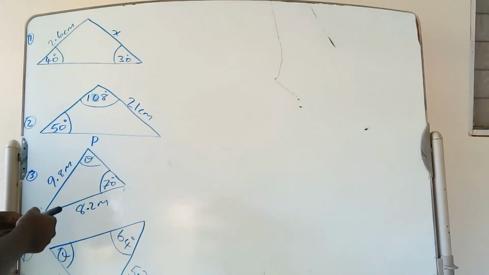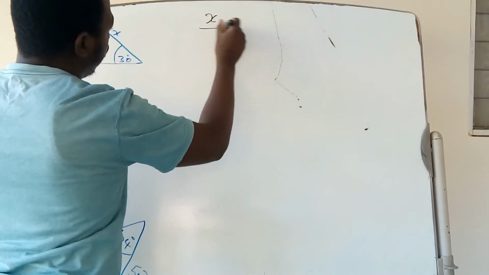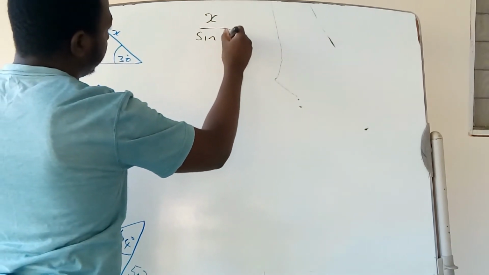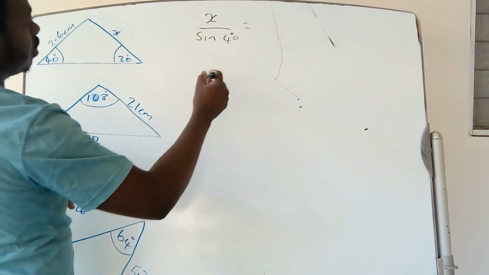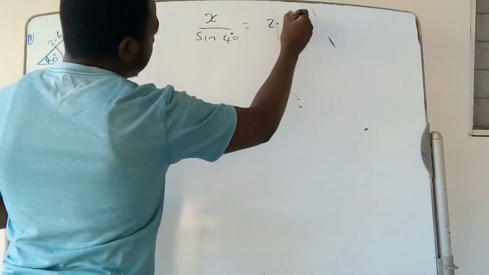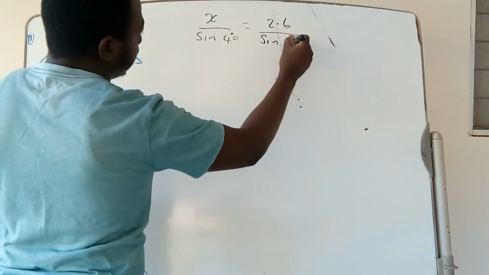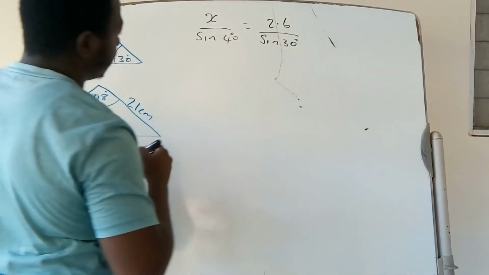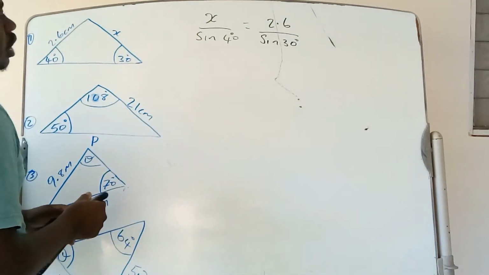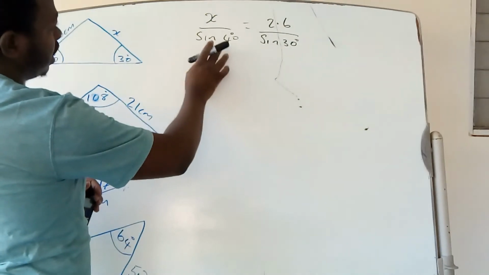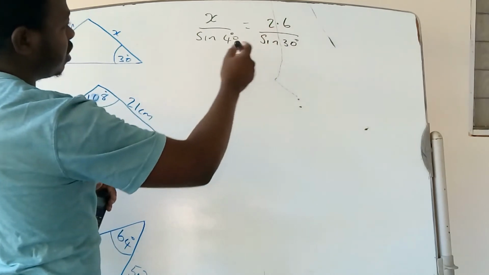Now, where x is, that's opposite to 40. So we can see that x over sine of 40 degrees is equal to this 2.6 here, which is equal to 2.6 over sine of 30 degrees. Now, ensure that you have your calculator. So what you can do, you can find what sine 40 is first, and then you find what sine 30 is, and then you solve from there.